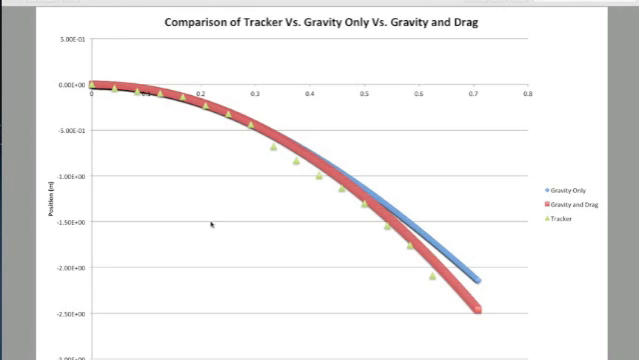You can also see that the velocity of the red gravity and drag is a lot steeper than the gravity only. You can find the velocity through analyzing the slope, but you can see just here that the red one is a steeper graph than the blue one, which is gravity only. You can also see how the tracker has a shallower slope, which is a smaller velocity at the beginning, and then towards the end it has a steeper slope. I believe this is due to, once again, the air pockets at the top pushing it up more than they did at the bottom.